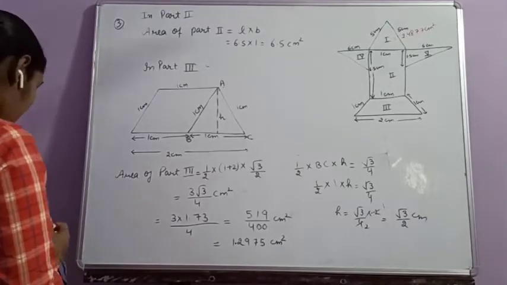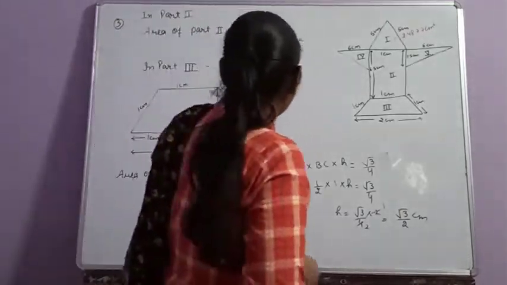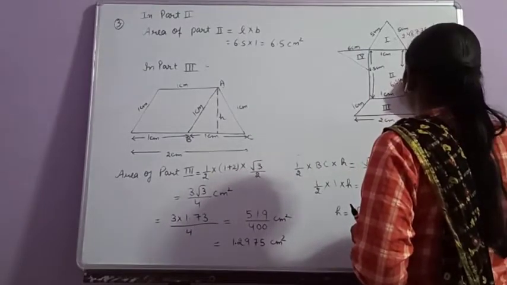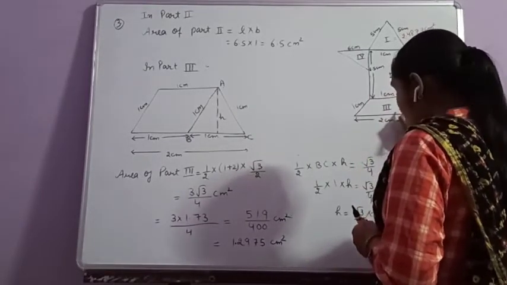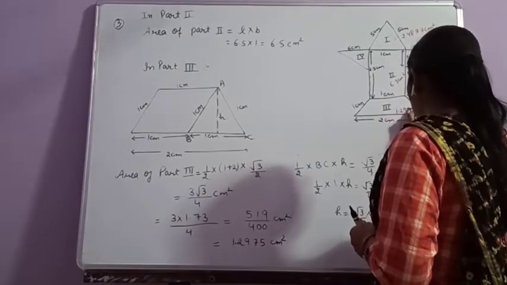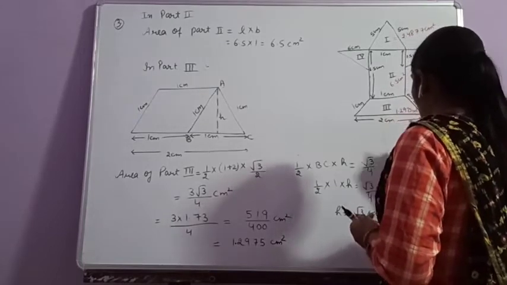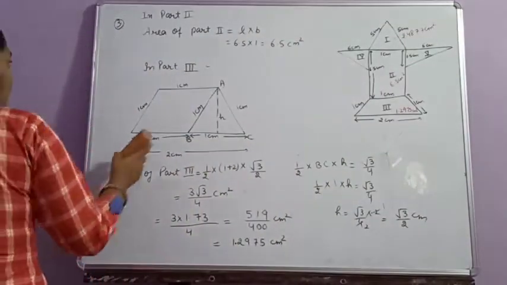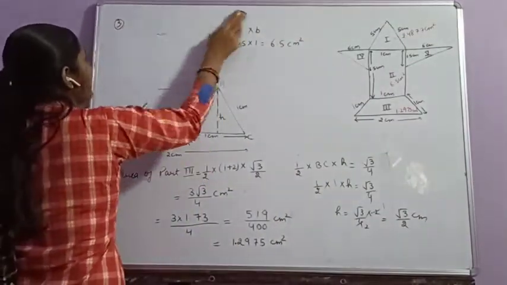Okay, we can write the area of the second part here, that is equal to 6.5 square centimeter. Area of the third part is 1.2975 square centimeter. Clear? Now we calculate the area of part 4 and 5.